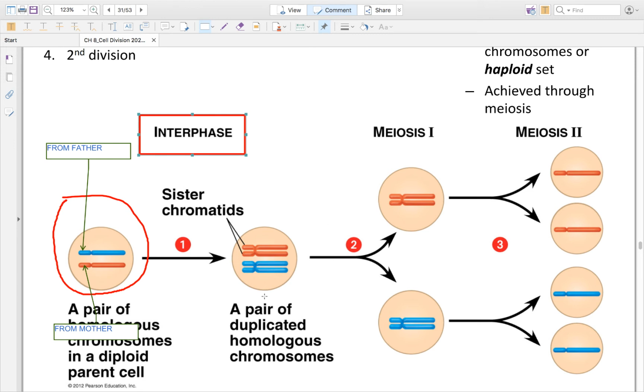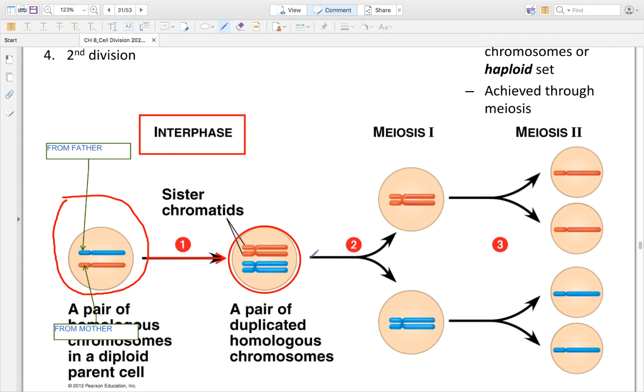Okay, so here we are. Interphase has occurred. If we look at this group now, we can see that the maternal one has been duplicated, and so has the paternal chromosome. So if we count these, there's 1, 2, 3, 4 chromosomes when we started with 2. So we've doubled the DNA, and now these are called sister chromatids. Now you should remember that from mitosis. The terminology is similar.